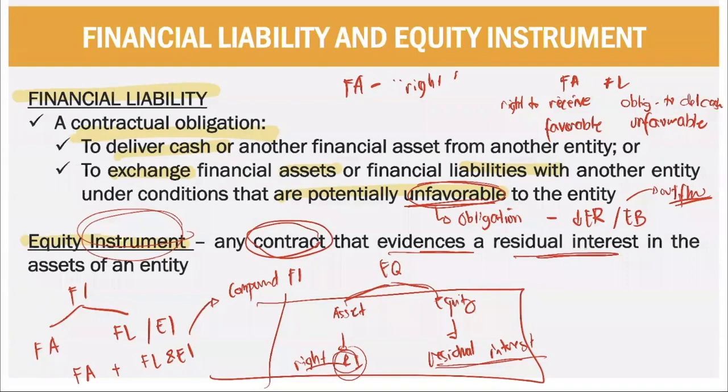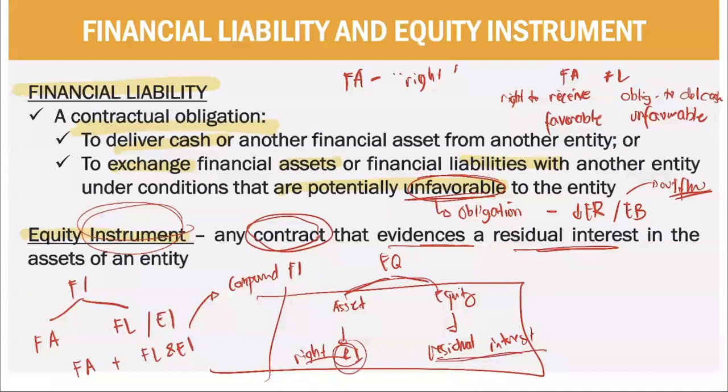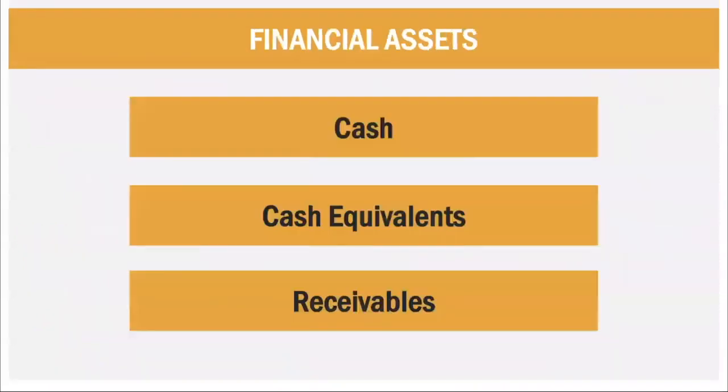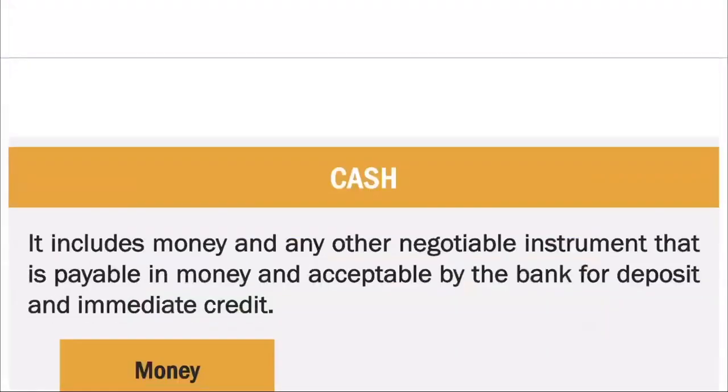Having now defined what a financial instrument, a financial asset, a liability, and an equity instrument are, let's dive into the different financial assets that we will discuss today. The following financial assets will be discussed this session. First, your cash, then we go with your cash equivalents, and we go with your receivables. Let's start first with your cash.